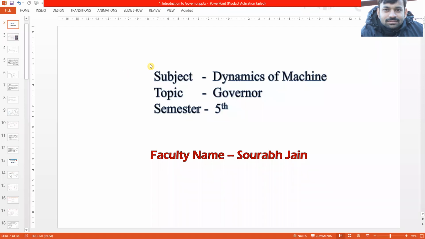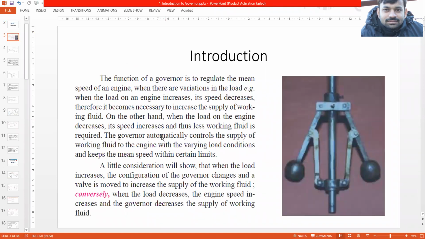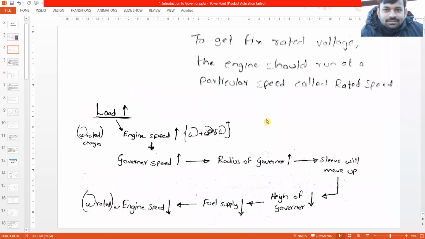In today's lecture, we'll discuss the governor. We'll continue the discussion on the governor. In the previous class, we already discussed what a governor is, what its functions are, and how it works. We saw that very briefly, but we are going to discuss it in great detail, as we study each and every governor individually, right?